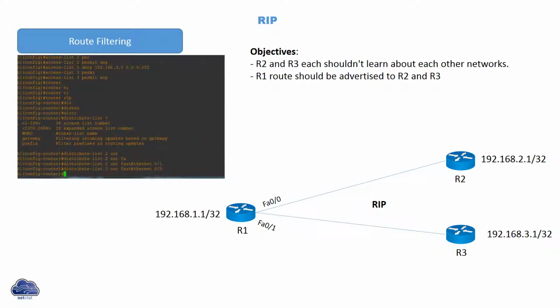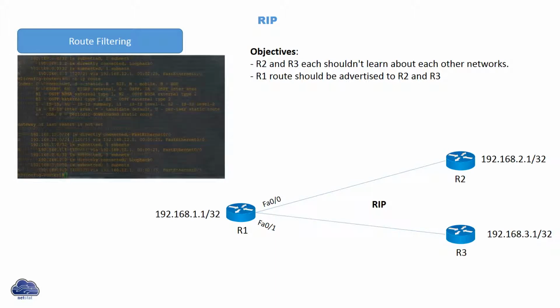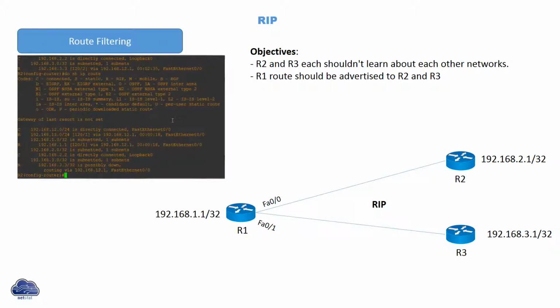Let's run debug for IP RIP on R1. Check the route table for R2. Okay, it detected now the flush timer has expired, and it detected that the route may be down. So it should be removed in a while from the route table.